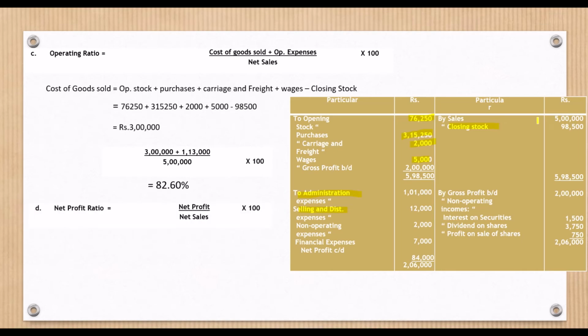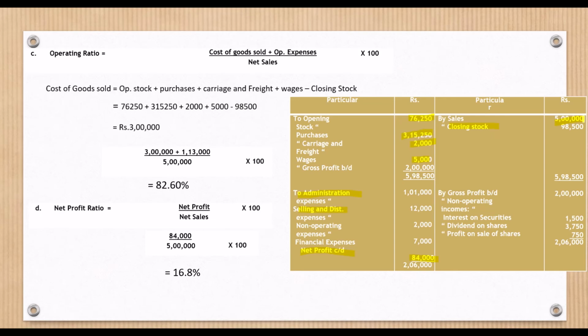And the next ratio is the net profit ratio. The formula is net profit divided by net sales, meaning total sales, into 100. The net profit appears on the expenses side of the P&L account. So here in this statement we have a net profit of 84,000. We already know the total sales is 5 lakhs. So if we apply these values in the formula, it's 84,000 divided by 5 lakhs into 100. We'll get 16.8%.